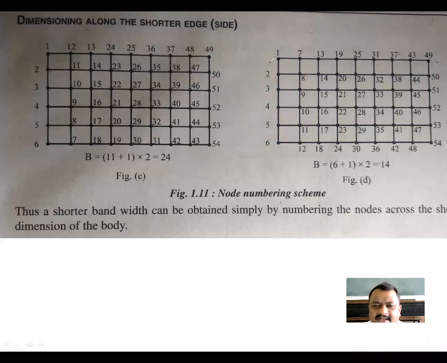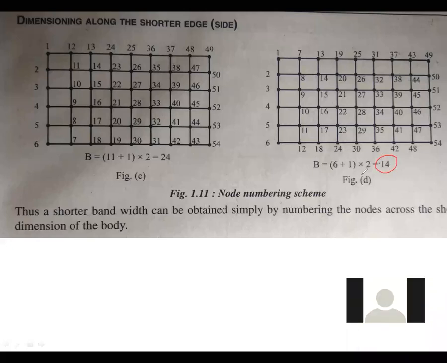Now let us take the largest difference between the node numbers of any element. You can take any element in this whole mesh. So 2 minus 1 is 1, 2 minus 8 is 6, 7 minus 8 is 1, and 7 minus 1 is again 6. So the largest difference between the 4 node numbers is 6. If I select 6 as the largest difference in the formula, 6 plus 1 is 7, into degrees of freedom 2, since it's a two-dimensional element. 7 into 2 is 14.